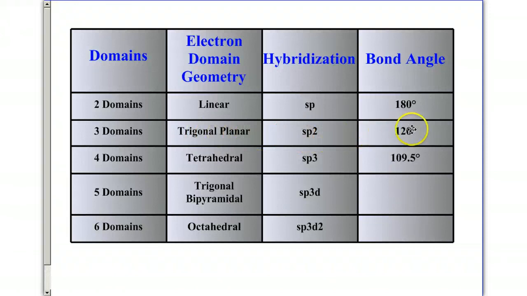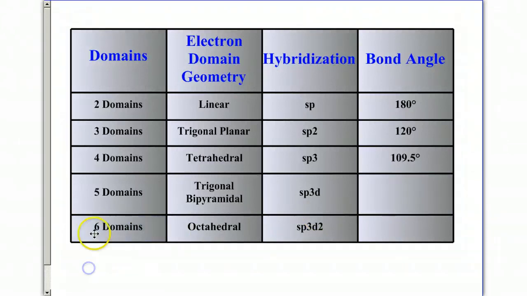Hybridization sp2, bond angle 120. 4 domains has an electron domain geometry of tetrahedral, hybridization sp3, and a bond angle of 109.5. 5 domains has an electron domain geometry of trigonal bipyramidal, hybridization sp3d, and again, we're not going to worry about the bond angles even though they do technically exist.